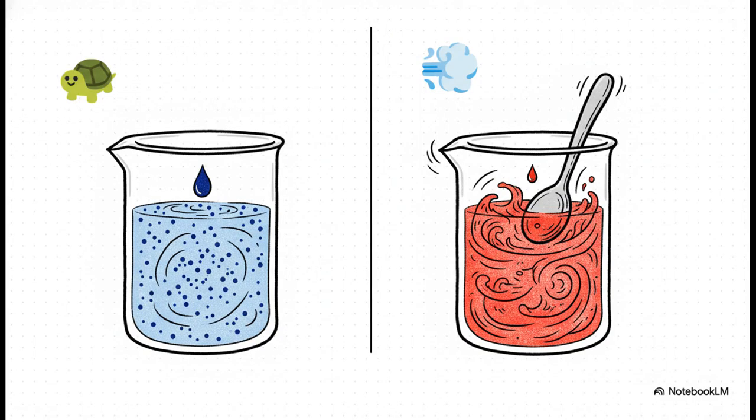Now, here's the thing. Not all diffusion is created equal. You've got two main flavors. First, there's molecular diffusion. Think of a drop of food coloring slowly, almost beautifully, spreading out in a glass of still water. That's slow. Then you have convective diffusion. That's when you take a spoon and stir that water. The bulk movement of the fluid mixes everything up almost instantly. It's fast and it's powerful.